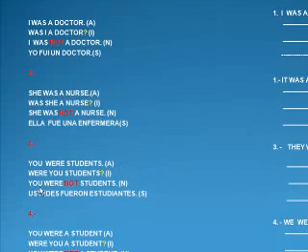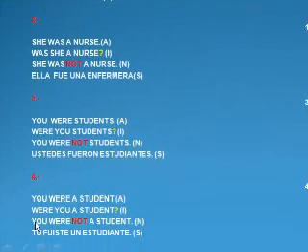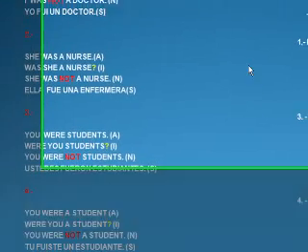Ustedes fueron estudiantes. Example number 4. You were a student. Were you a student? You were not a student. Tú fuiste un estudiante. We have more examples.